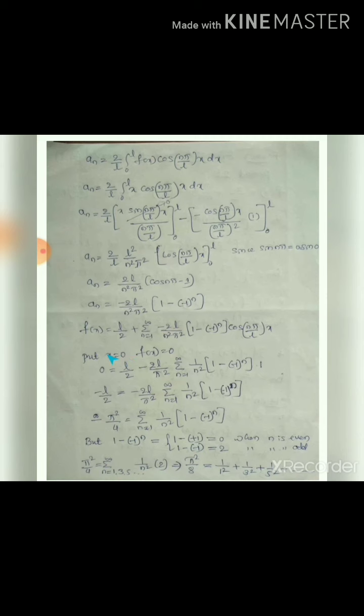Therefore f of x is equal to L by 2 plus summation n is equal to 1 to infinity minus 2L divided by n square pi square in bracket 1 minus 1 raised to n into cos n pi by L x.